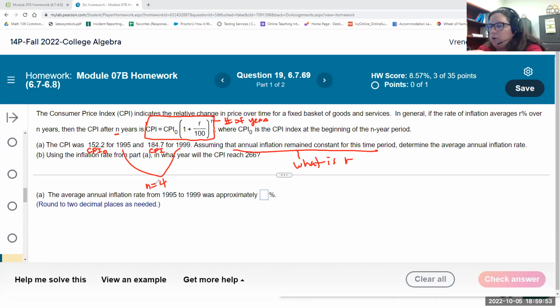And then notice they have the R over 100. So the conversion to percent, when you solve for R, it'll be the actual percentage, not the decimal form. But yeah, so that's the process you would use, and then you would have the CPI sub 0 and the R to plug in the N to plug in the 266 to solve for N. So somewhat complicated, but you just have to pay attention to what's being said and what the different variables and parameters represent.